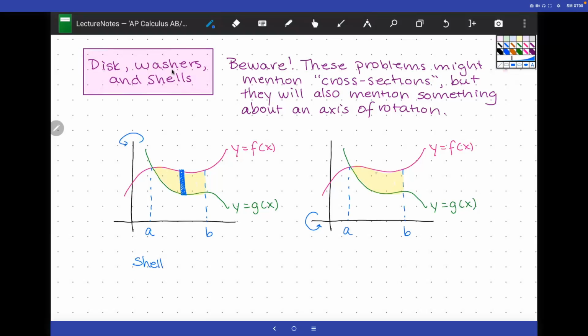And then similarly, for rotating about the x-axis, for the same reasons we said before, drawing that rectangle vertically is going to be the better choice. But now you're rotating about the x-axis. Now your rectangle is perpendicular to your axis of rotation. So as it goes around, it's going to make a disc. Or a washer in this case, because you got a hole.